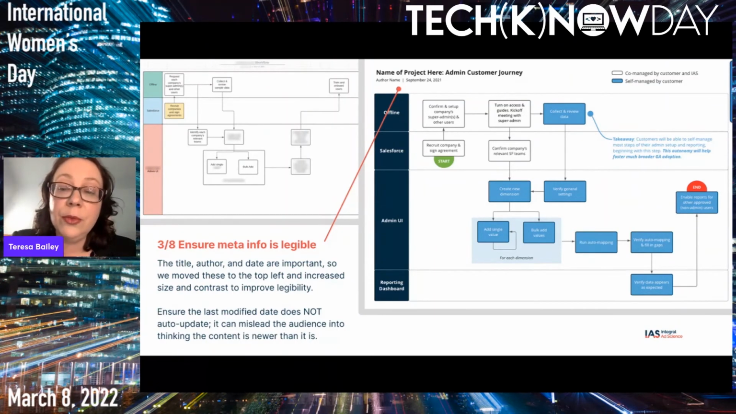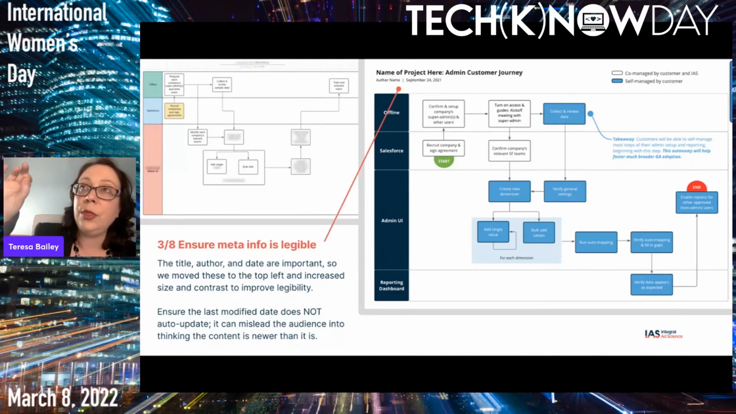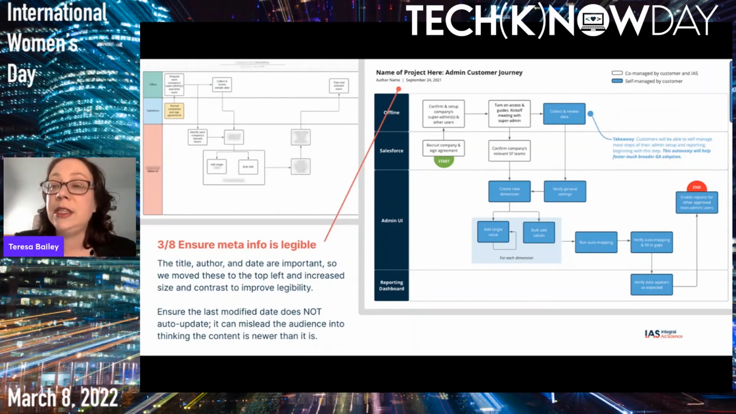Also, the author, really important. Most people never put their name on a diagram. You should, and not necessarily you, the creator, but the person who's responsible for updating it over time, put their name on it. So when someone, a month or a year from now, wants to find this diagram, they know at least the department to go to and where to start looking for that diagram.